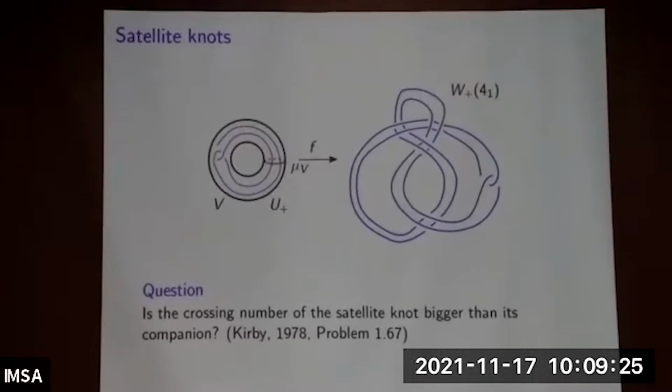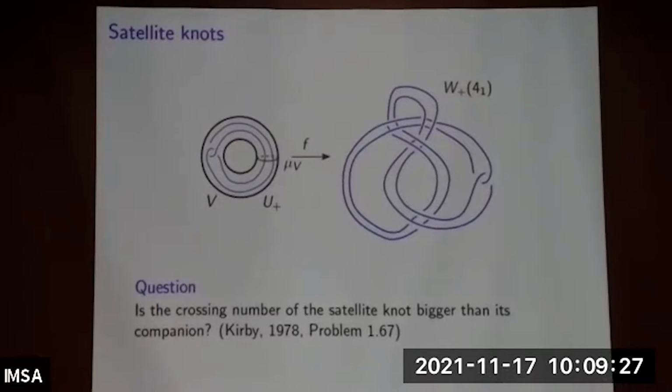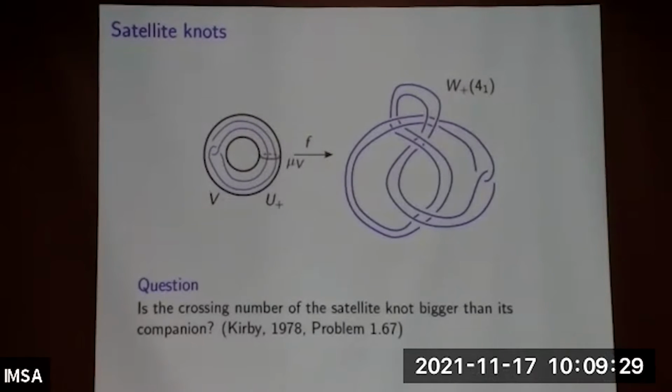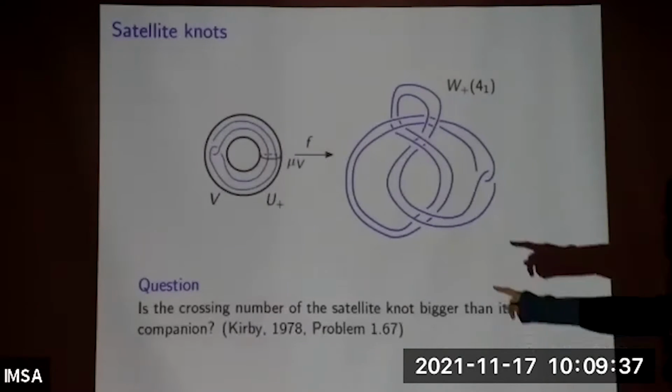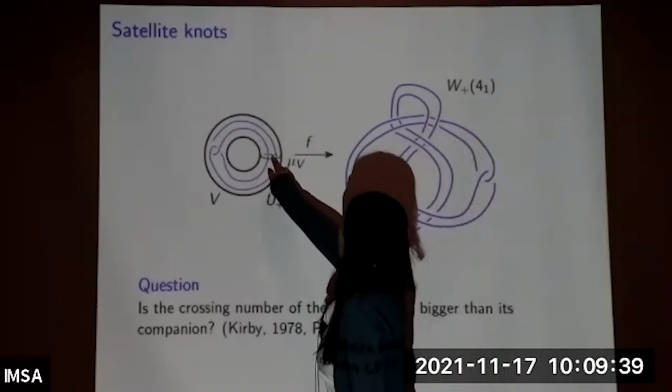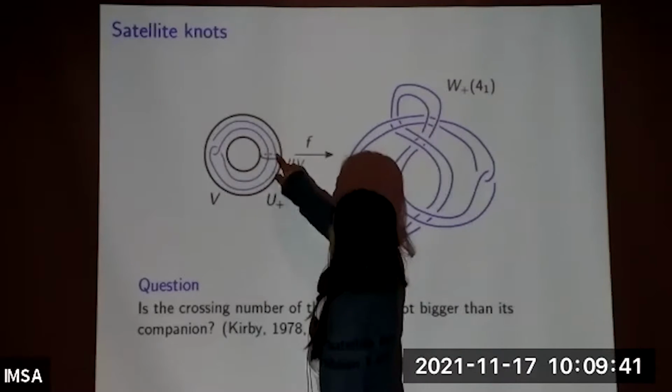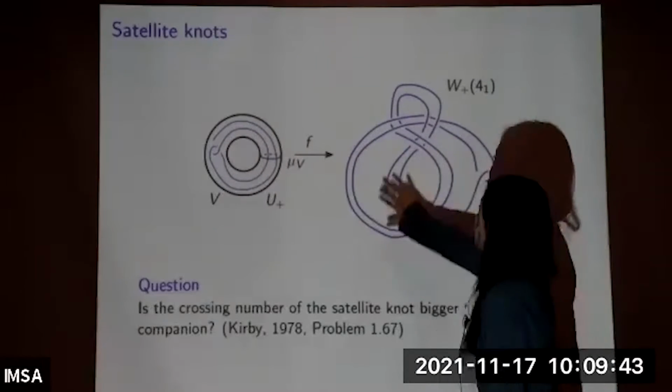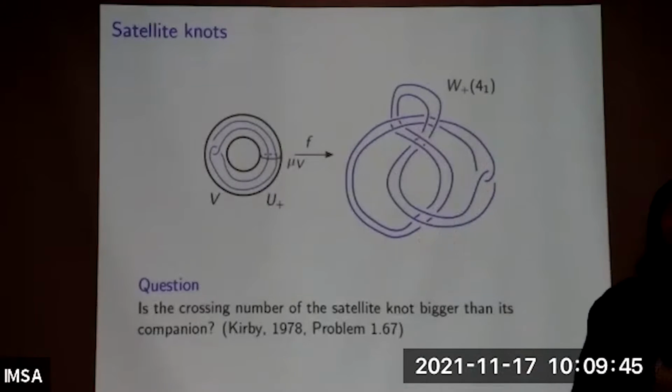Right. So, the next question is about satellite knots. And here we have an example of a satellite knot. This is what's also called a Whitehead double, where you take an unknot that is embedded inside of a torus, and you tie up the torus in the form of another knot. And in this case, it's the trefoil.